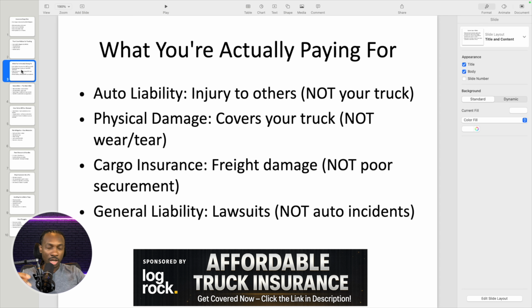Cargo insurance is going to cover damage to the freight when in transport. All right, when in transport. All right. General liability pretty much covers lawsuits. Sometimes, depending on what niche, like if you're doing final mile, it may cover some property damage and things of that nature. It does not cover accidents.